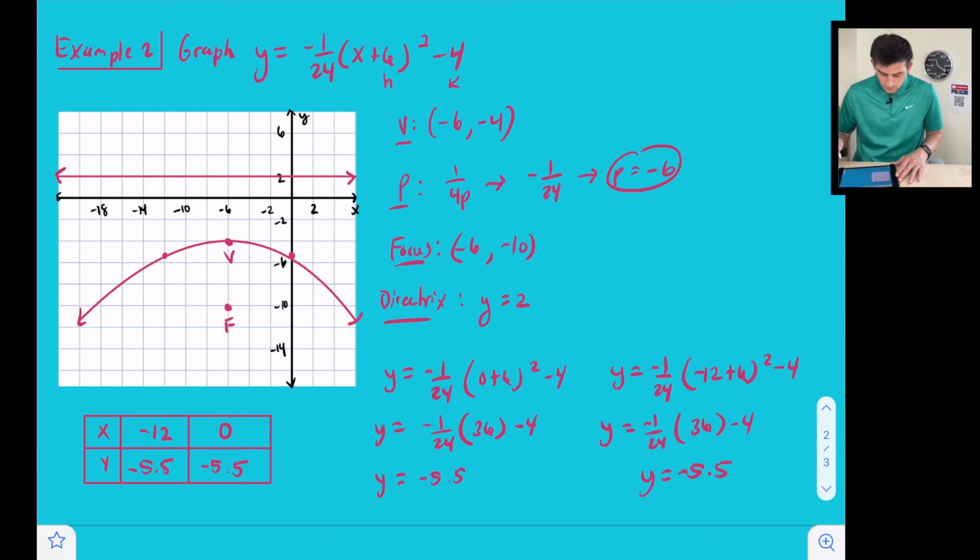Okay. All right, so we looked at when we have a parabola where we are having the vertex at h, k, and we're able to graph those, whether they open up, down, left, or right.